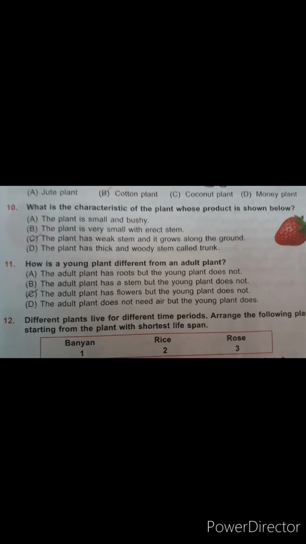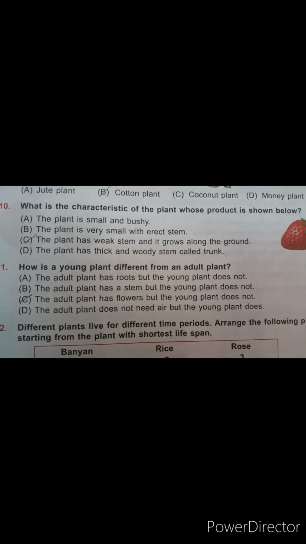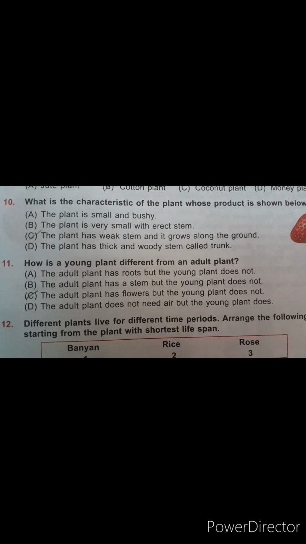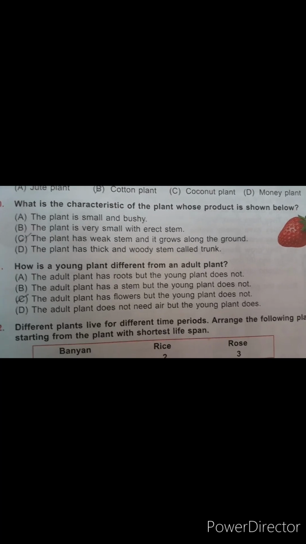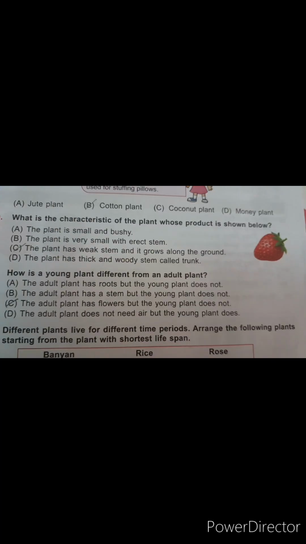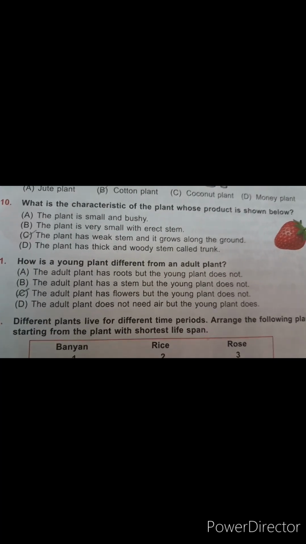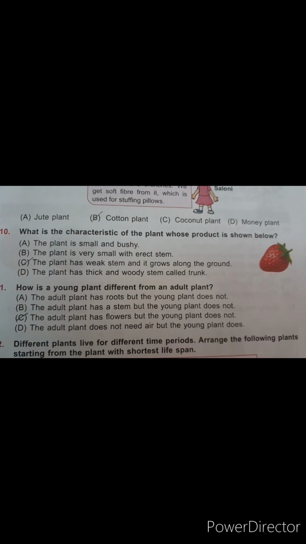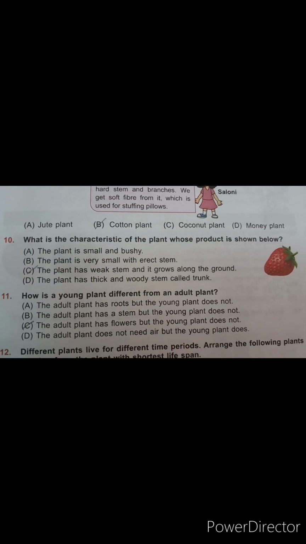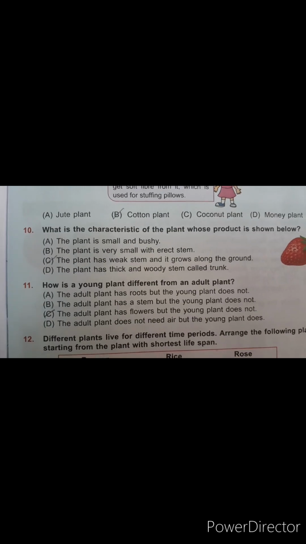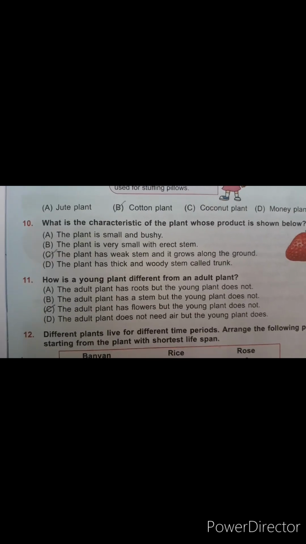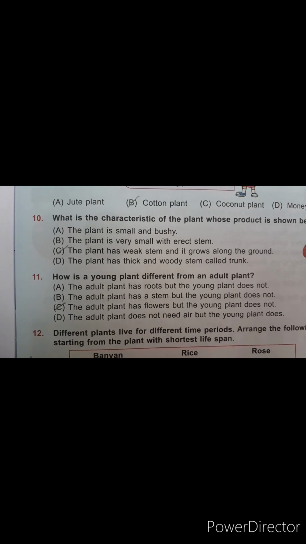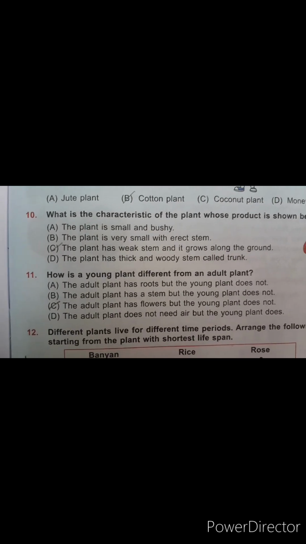11th question. How is a young plant different from an adult plant? The answer is option C. The adult plant has flowers but the young plant does not. Why is the answer C? A young plant grows to a height and produces leaves first. The same young plant matures and produces flowers. So adult plants produce flowers and the young plant does not.